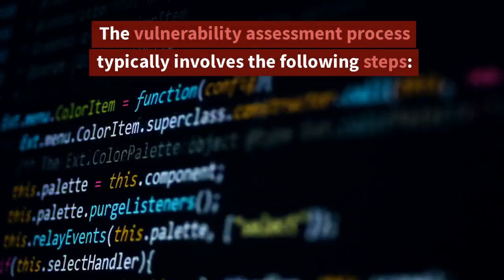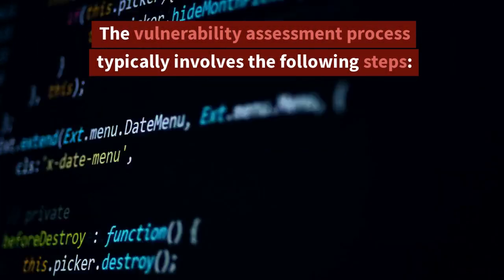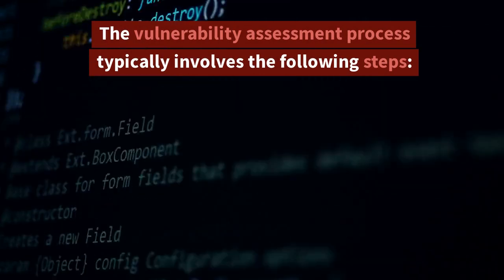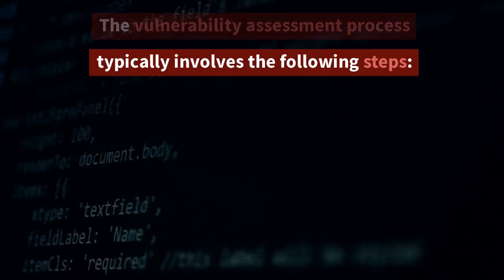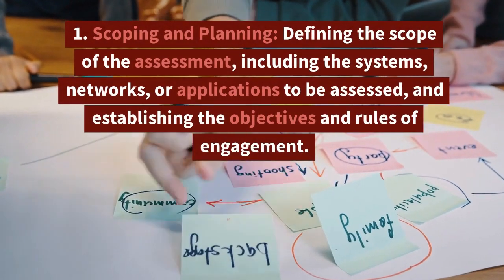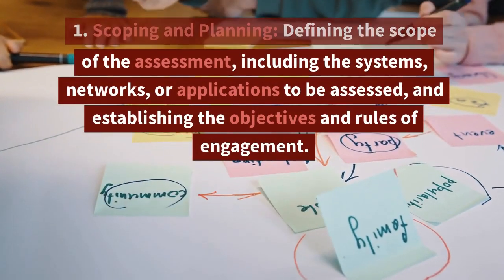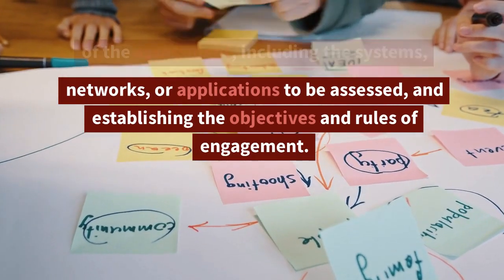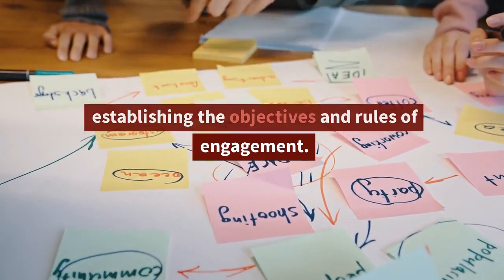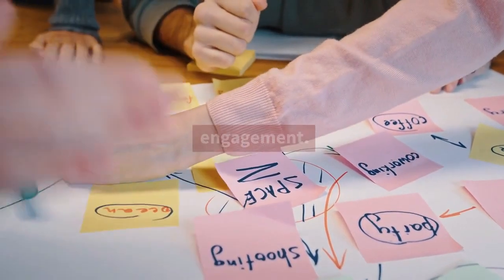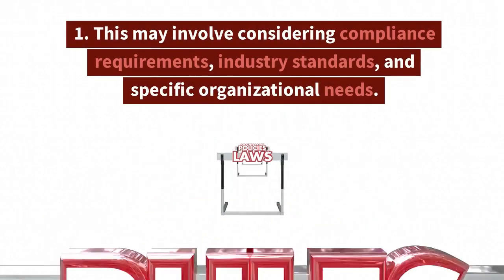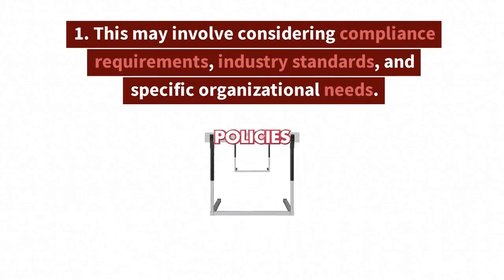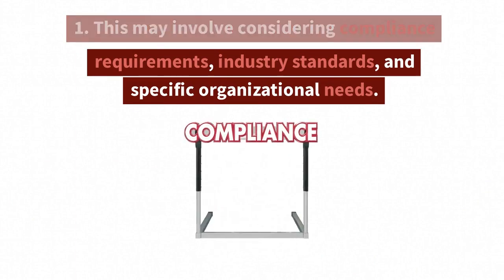The vulnerability assessment process typically involves the following steps. (1) Scoping and planning. Defining the scope of the assessment, including the systems, networks, or applications to be assessed, and establishing the objectives and rules of engagement. This may involve considering compliance requirements, industry standards, and specific organizational needs.